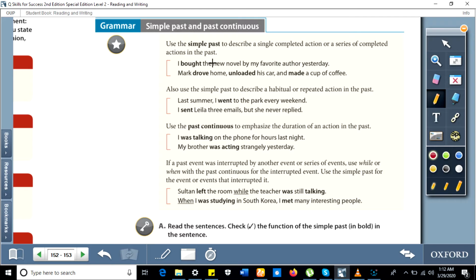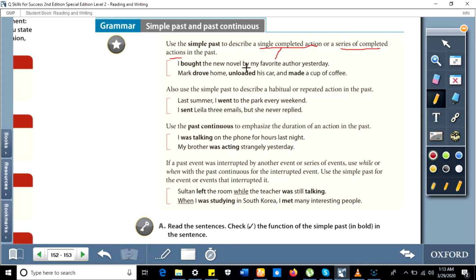You need to use the simple past to make sentences in the past, when you want to describe a single completed action or a series of completed actions. For example, if you look here, I bought the new novel by my favorite author yesterday. So this one here is a single completed action because it's one action that was completed in the past.